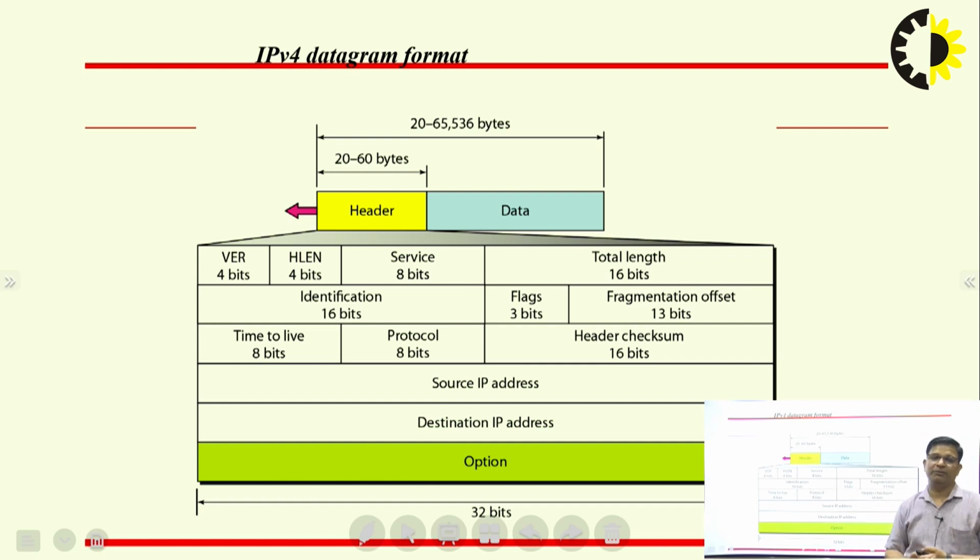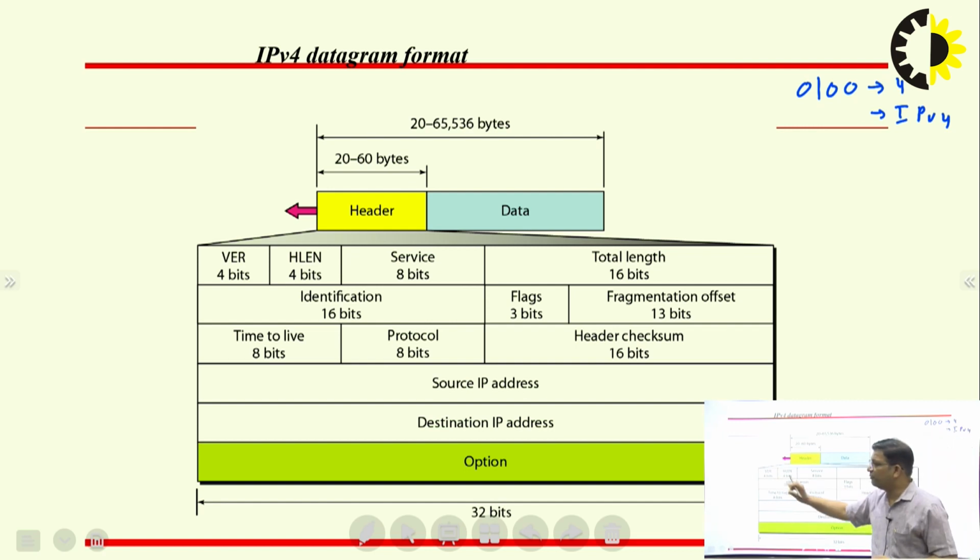So the first field is version. What is version? It is 4 bits. If we are studying IPv4, the version is always 4, which is treated as 0100. So we can say this is IP version 4. This is fixed for these 4 bits. If the version field has any other value, then we can say that this is a corrupted frame. We cannot accept this frame as an IPv4 header datagram. Okay, so this is fixed.